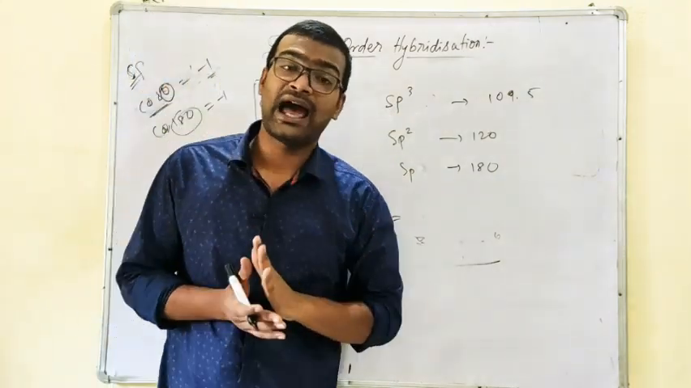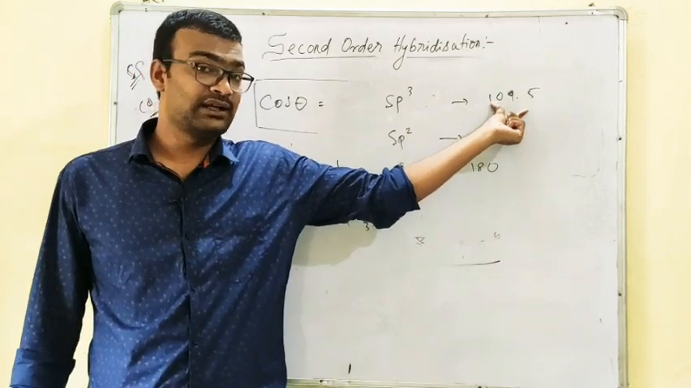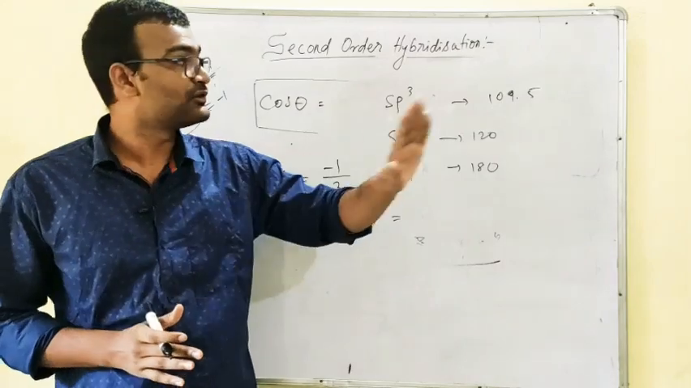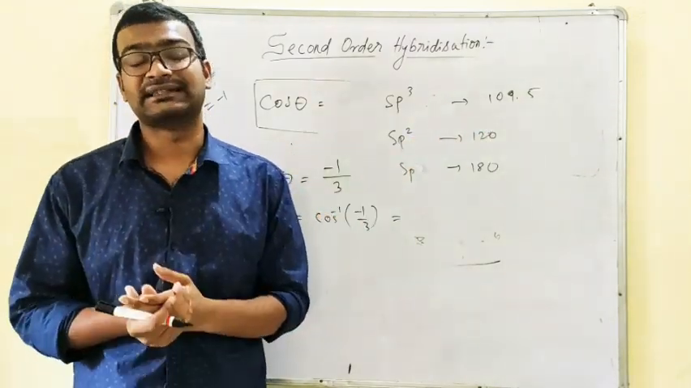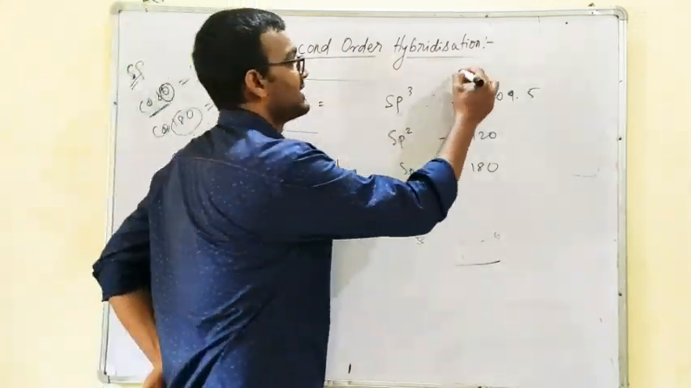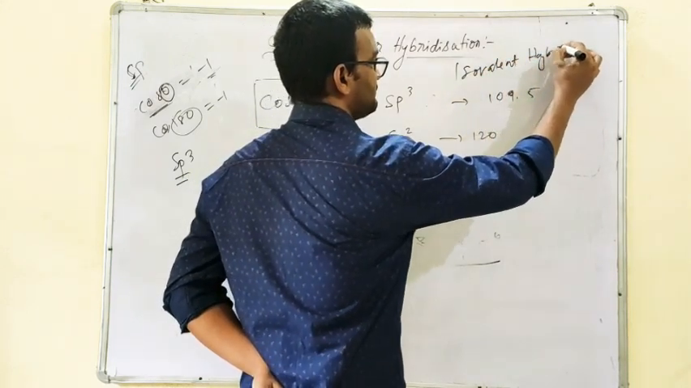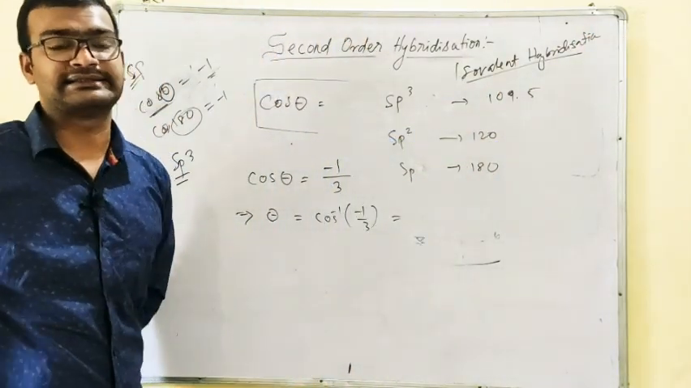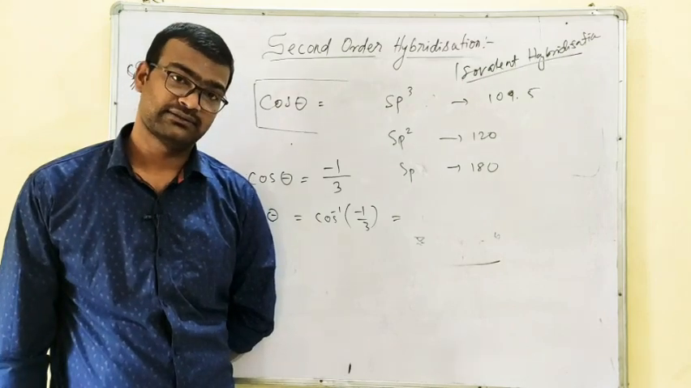So in any molecule where the bond angle is not exactly equal to the ideal bond angle, in that case we assign a different type of hybridization, and that is known as second order hybridization. It is also known as isovalent hybridization. This is called your second order hybridization, and also isovalent hybridization.